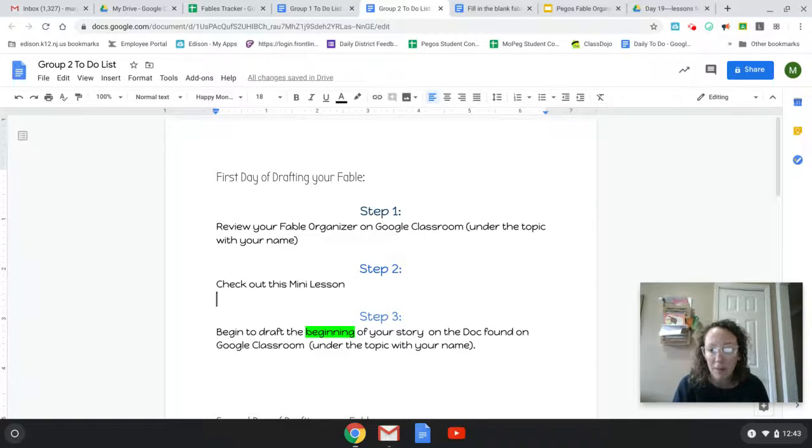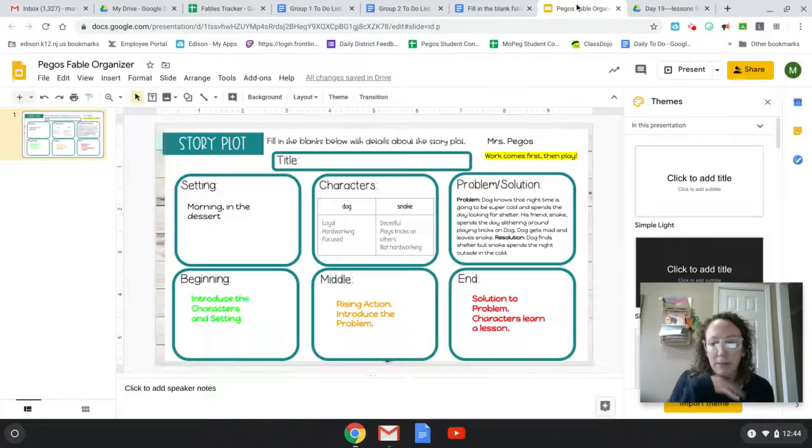So, the first step is that we need to review your fable organizer on Google Classroom. It's going to be under the topic with your name. All right. So, you're going to find that and you're going to find your organizer. I put the organizer together based on all the choices that you made for writing. So let me show you what my organizer looks like.